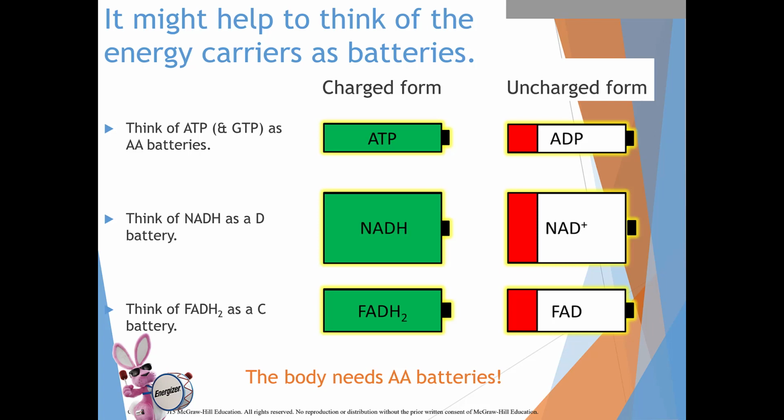Really important to keep in mind that the body can only use AA batteries for the most part. So the energy that's in the other battery types, so NADH or FADH2, needs to get converted into the AA type or ATP in order to get used for cell work or for muscular contraction.